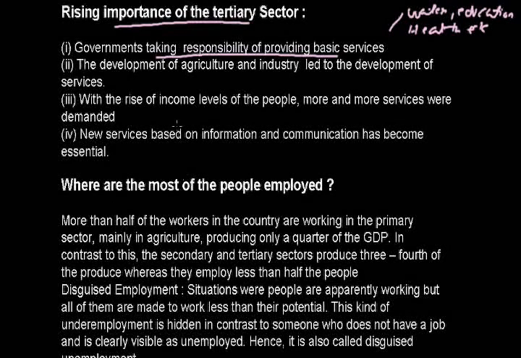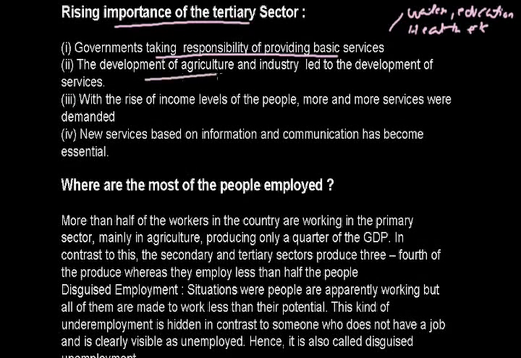The second one is that the development of agriculture and industry led to the development of services. The simplest thing is, if you are producing more in agriculture, obviously it has to be transported to the markets.